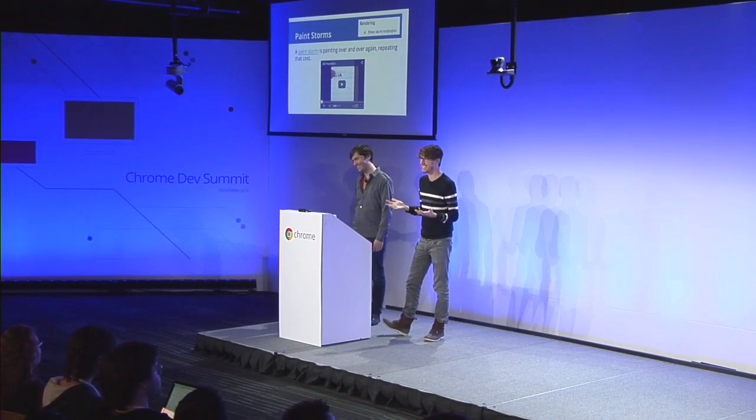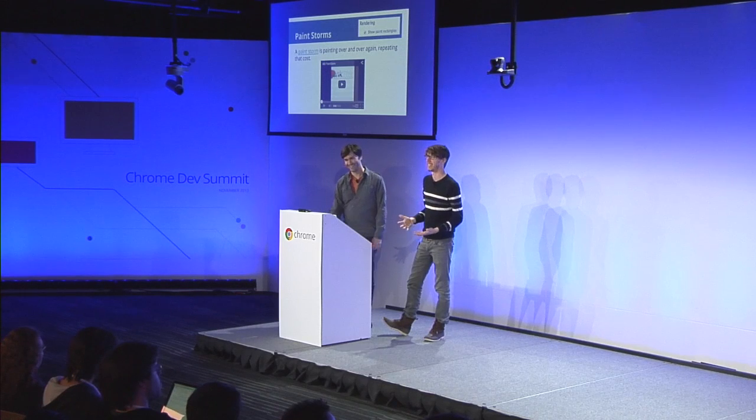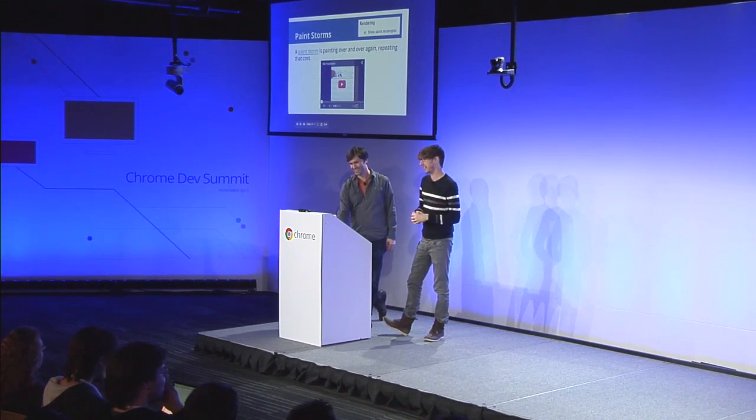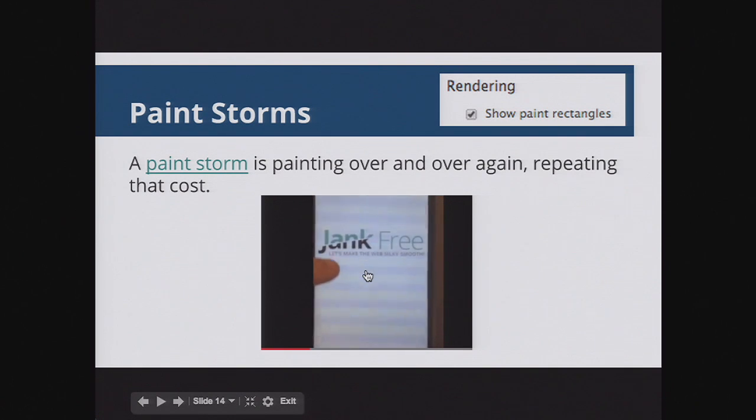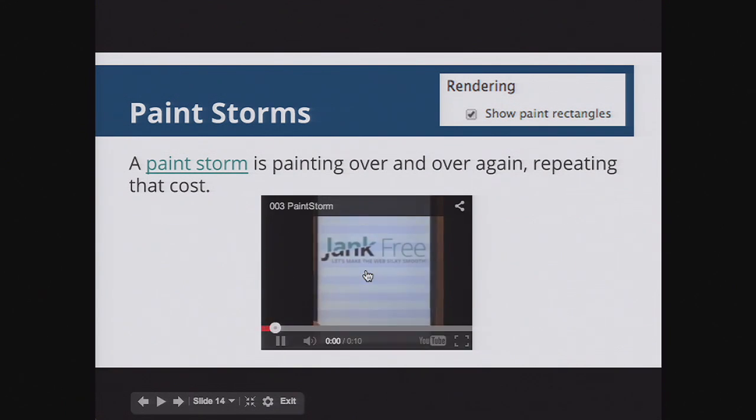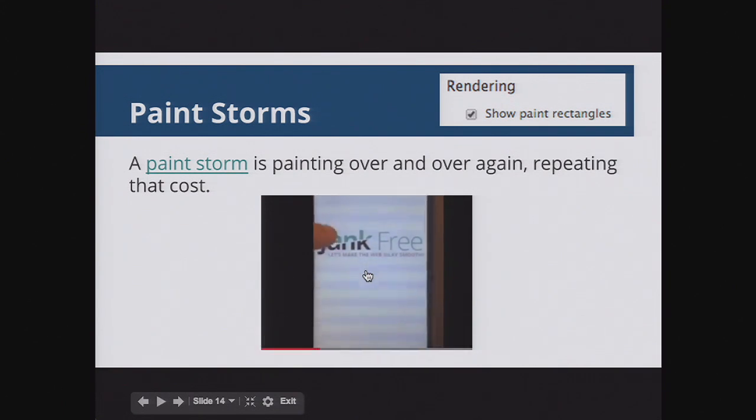And this is exacerbated when, as I alluded to on the last slide, you end up in a position where you need to paint things on a per-frame basis. We call this a paint storm. If you go into DevTools and turn on Show Paint Rectangles, you'll get a red flash on the part of the screen that repaints every time it repaints.